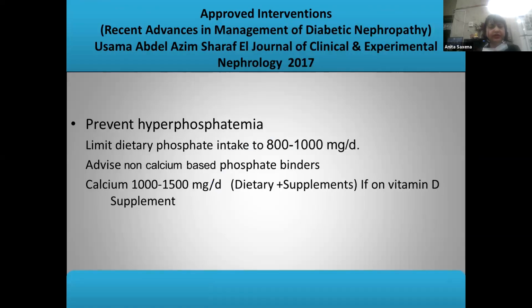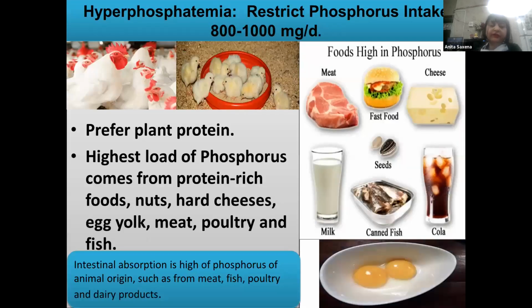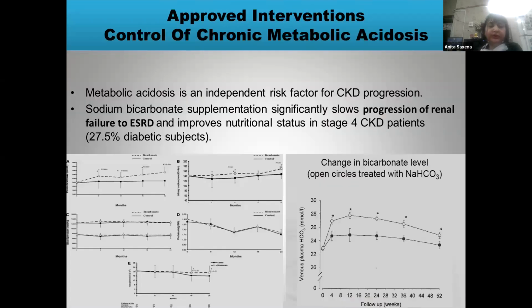Now, prevent hyperphosphatemia, limit dietary phosphorus intake to 800 to 1000 milligrams per day. Advise non-calcium-based phosphate binders, and calcium intake should be between 1000 to 1500 milligrams, including both the dietary and the supplementary calcium if the patient is on vitamin D supplements. Prefer plant protein. The highest load of phosphorus comes from protein-rich foods like nuts, hard cheeses, egg yolk, meat, poultry, and fish. And well, we know that metabolic acidosis is an independent risk factor for CKD progression.